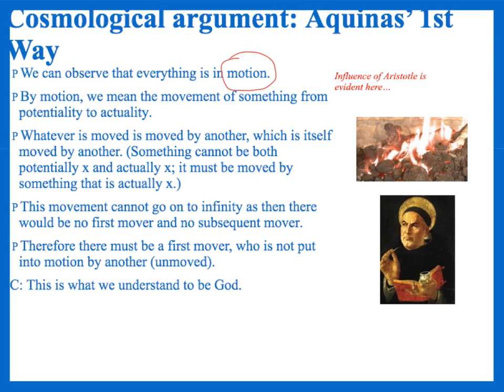Now, if nothing is able to move itself, you're going to have everything being moved by something else. You're going to end up with an infinite chain of regression. And Aquinas argues that an infinite chain of regression is impossible, and he rejects this because otherwise you would never get to an explanation as to why there was motion in the first place. So therefore he argues there must be a first mover who is not put into motion by another, because otherwise the infinite chain would continue, and this is what we understand to be God.